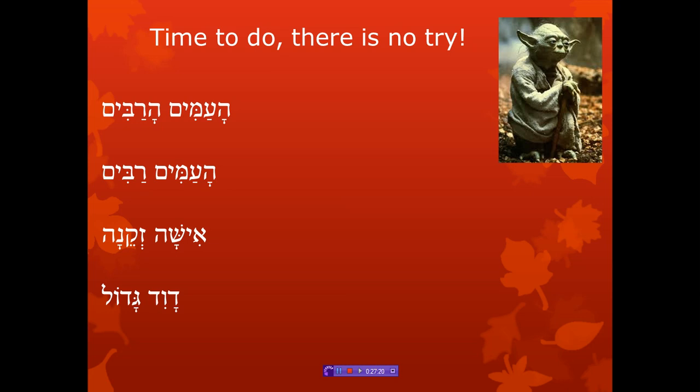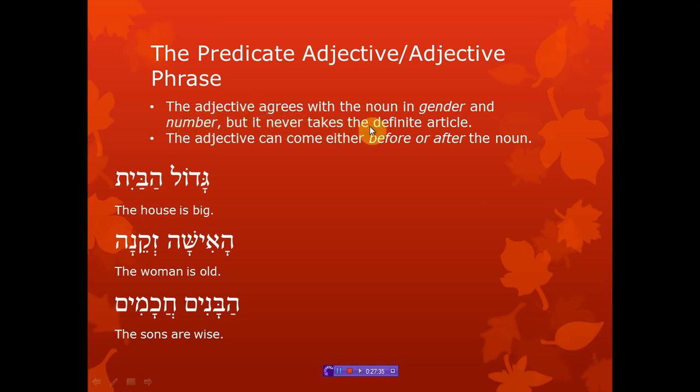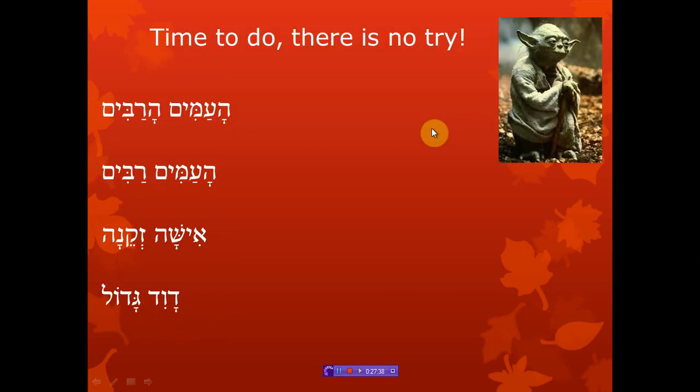Go back to your rules and remember that what's going to definitely tell us that we are working with an attributive adjective is the fact that we have the ha on the rabim. Remember, the predicate adjective can never take the definite article, okay? So the fact that we have a definite article on the adjective indicates to us in no uncertain terms that we are working here with an attributive adjective. So the many peoples, or the numerous peoples, we might say something like that.